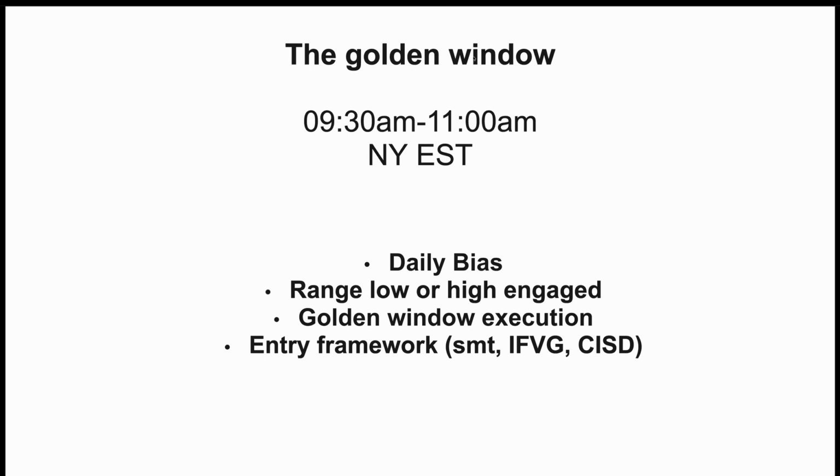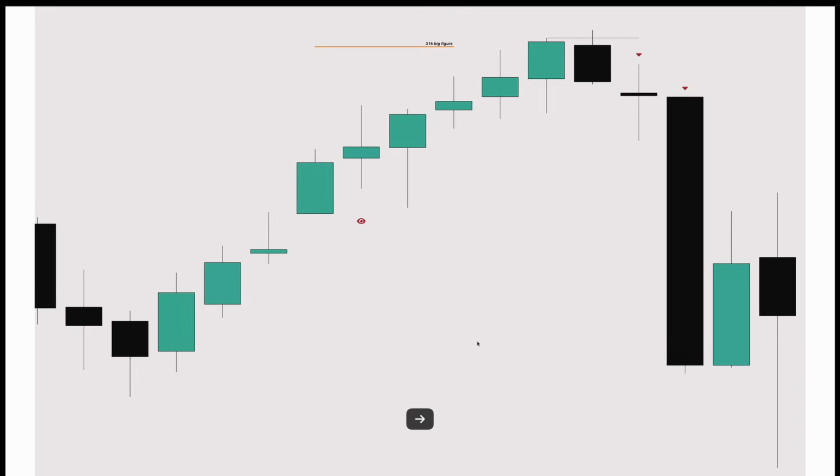And then you have the golden 90-minute window, 9:30 a.m. New York EST till 11 a.m. EST. All you need to be profitable and quit your 9 to 5 is trades within this time window, having established the above that we've already gone through: daily bias, some form of higher time frame bias, range low or range high engaged, then this execution window and your entry framework. So what does this look like?